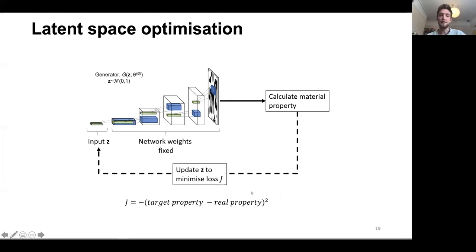So we get out this image and we can calculate a material property of that image, for example, volume fraction or surface area. And then we can update Z in an informed way to try and move that property towards something that we particularly want. That essentially is achieved in the form of a loss function, which is given by the difference in our target property versus the real property that we calculated.